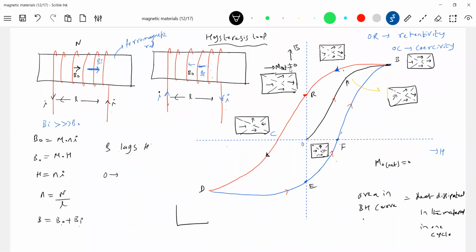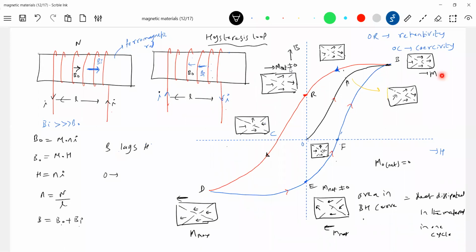At D, what should be the diagram? You have to show everything getting aligned here. Then at E, one last diagram. It should be opposite of this condition, what we have. And it will be somewhere here. Got this? So it's a maximum. The net moment will be maximum.